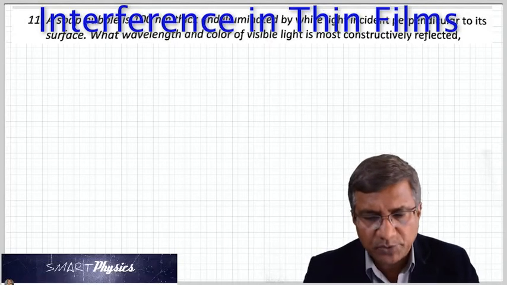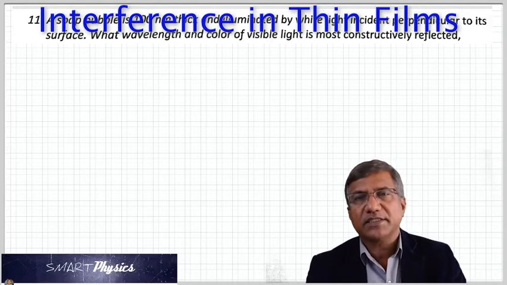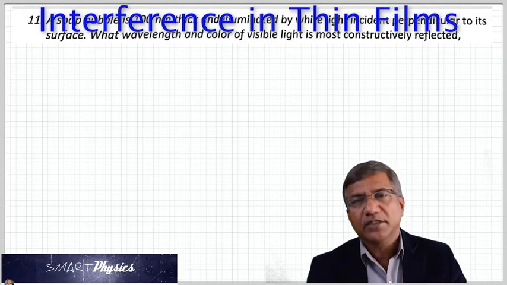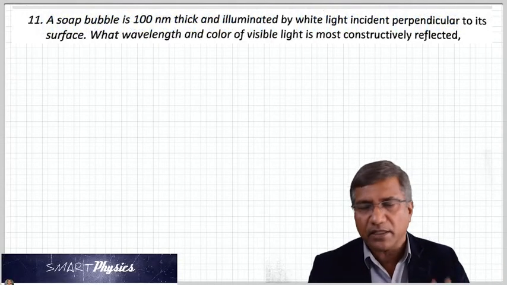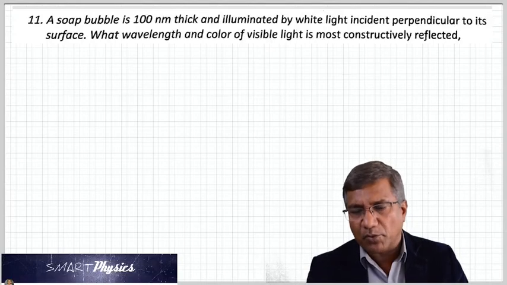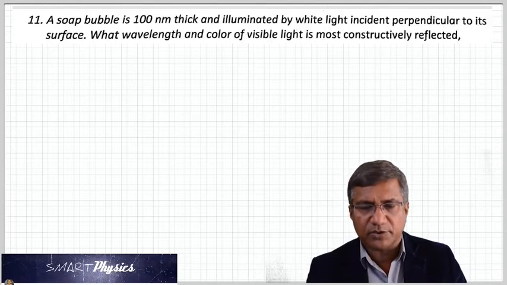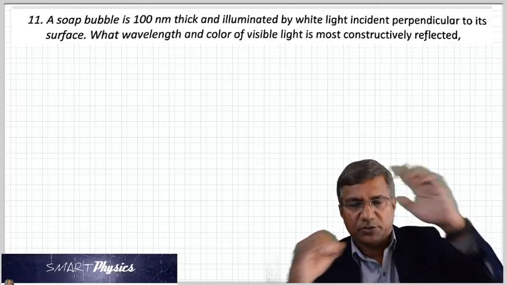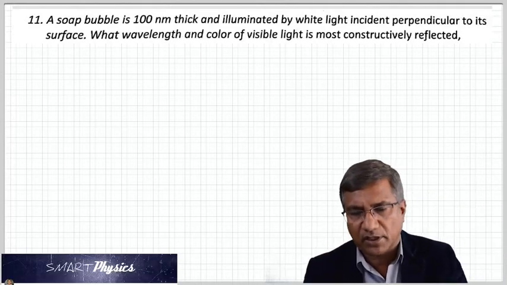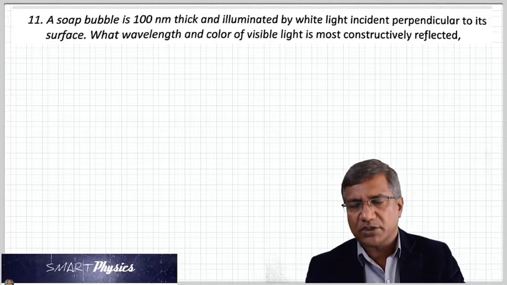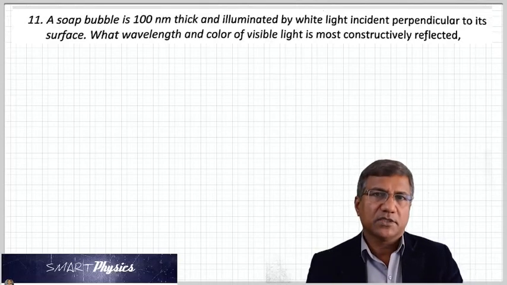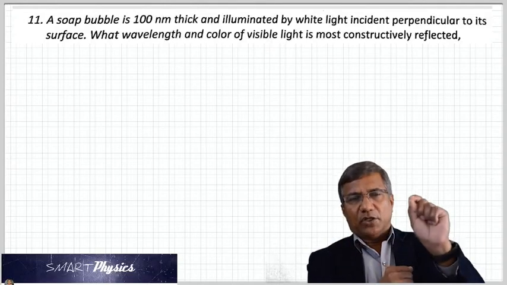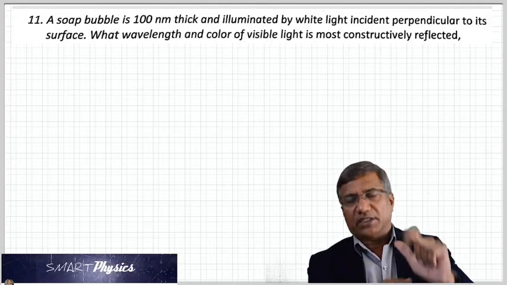So let's jump into it. A soap bubble is 100 nanometers thick. Goodness, that's really thin. It should have said 100 nanometers thin, and illuminated by white light incident perpendicular to its surface. So the soap bubble is there, and the light is falling perpendicular to it. What wavelength and color of visible light is most constructively reflected? So when you look at that soap bubble from a certain point, you want to see what color you're going to see, okay?